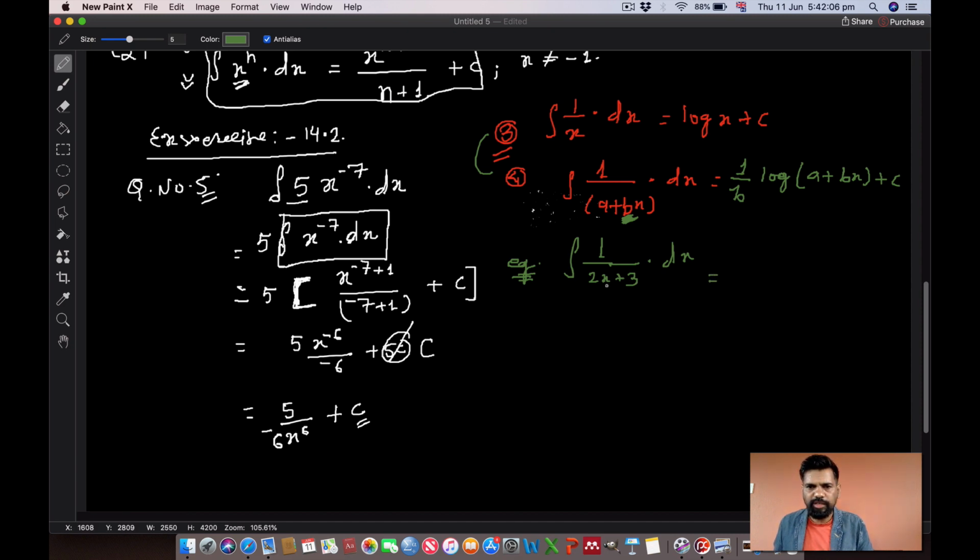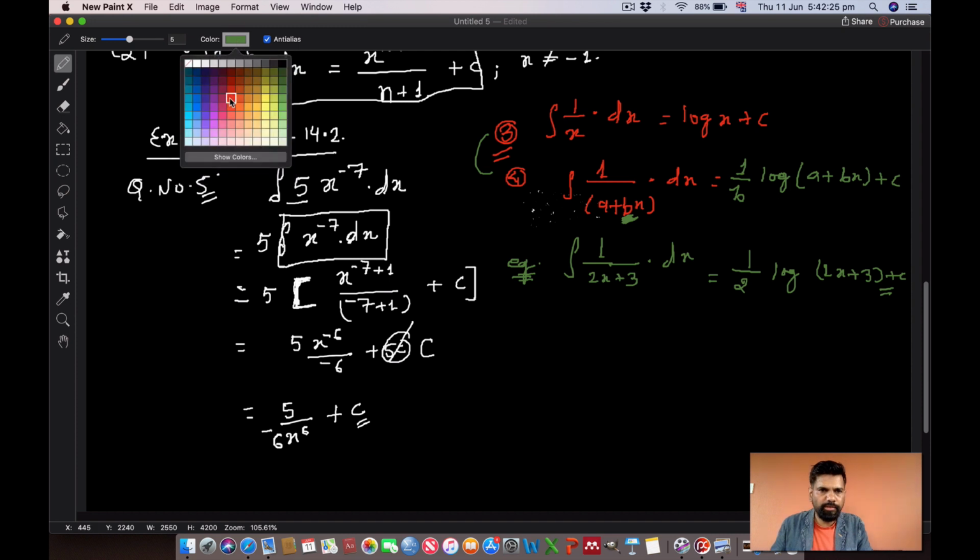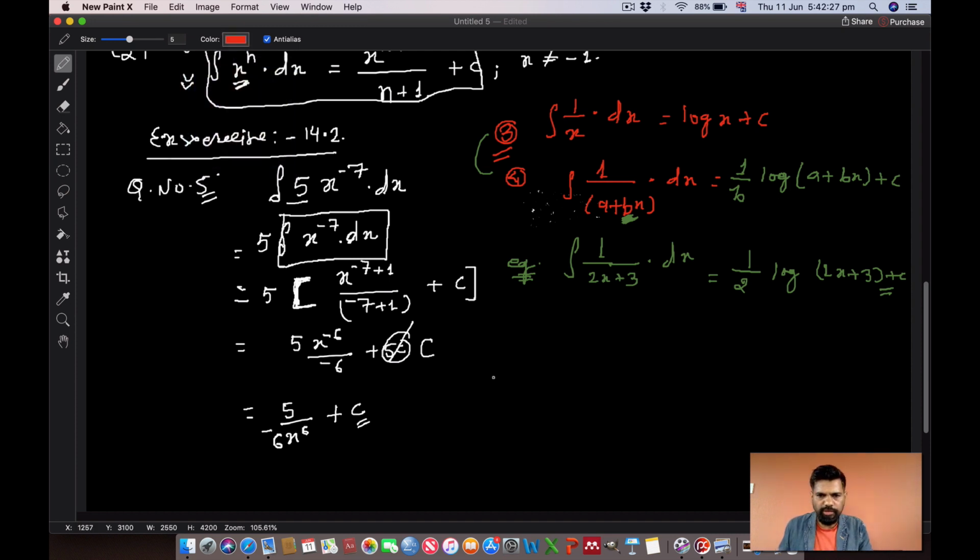Simple. The coefficient of x is 2. We always take 1 over 2 at the beginning and log of 2x plus 3. Done. And this indefinite integration uses formula number 5. Not the final formula, I think it's the second or third one.